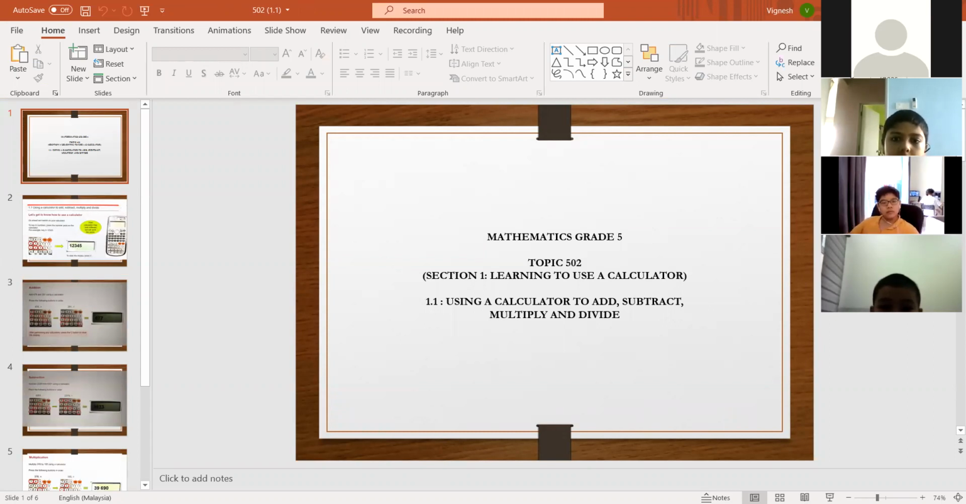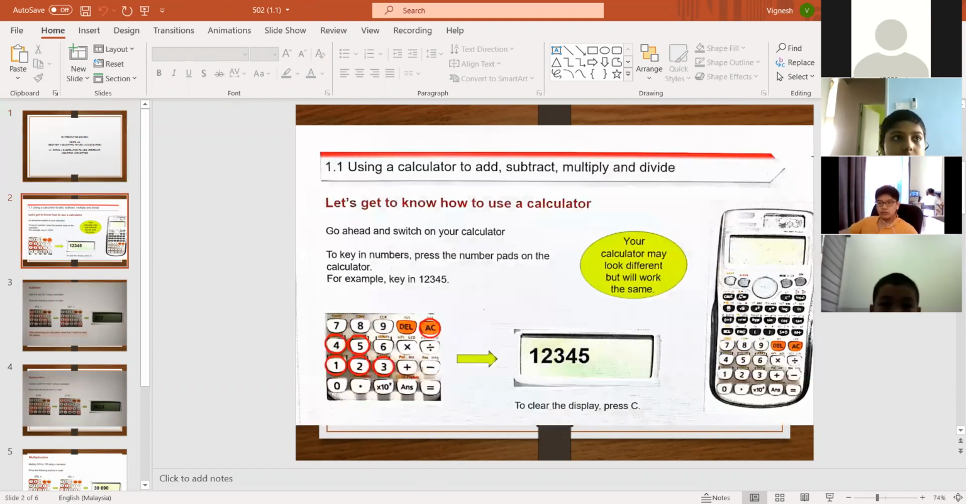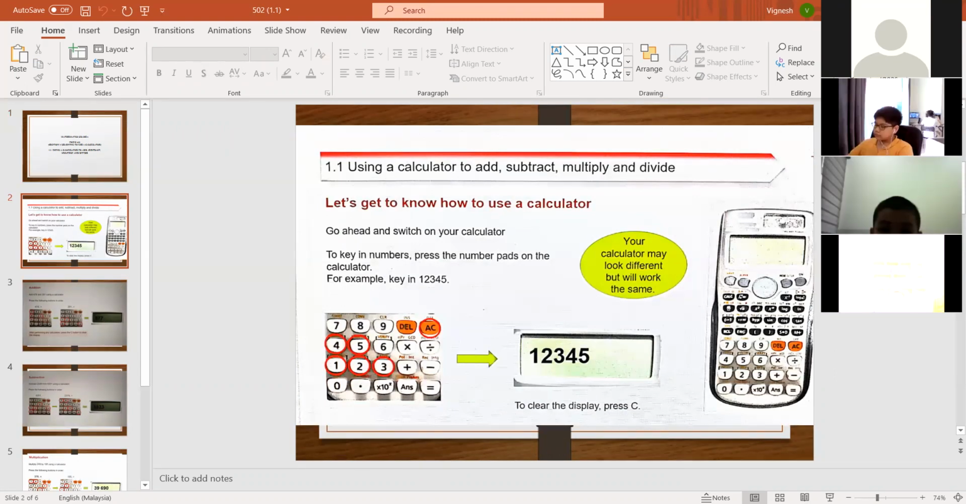Okay, so using a calculator to add, subtract, multiply, and divide. Using a calculator is the same topic. Let's get to know how to use a calculator. Take your calculator. I don't think everyone is using the same model. As I said last time, my brand is the Casio FX570MS. How about the others?